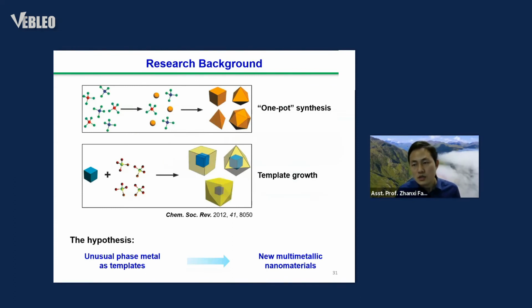Usually there are two strategies for the synthesis of multimetallic nanomaterials: first, one-pot synthesis, and another, the template method. The template method is sometimes preferred because it gives better control over the structure of the final products, since it separates the nucleation process and the growth process. So we proposed that if we use interface metal nanomaterials as the template, maybe we can induce the formation of new multimetallic nanomaterials with interfaces.